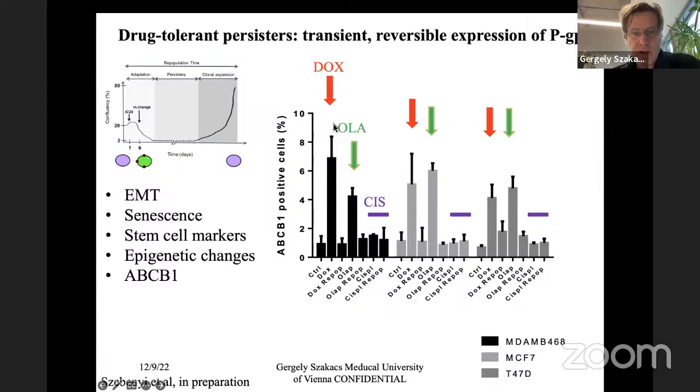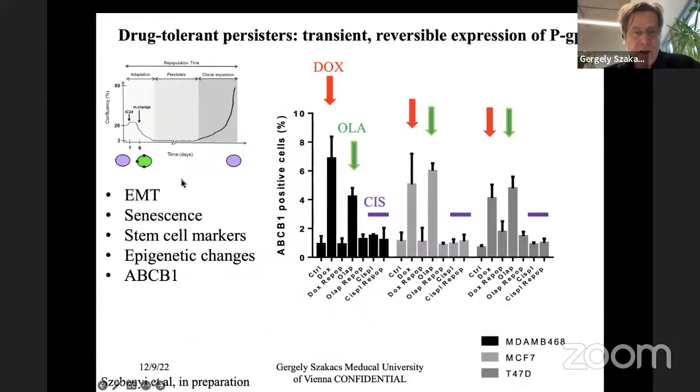This shows you the percentage. So when we treated, again, MCF7 cells shown here with doxorubicin, we could show that at this early stage, about 5% of the cells started to express these transporters, whereas in the repopulated cells, again, transporters were not expressed at all. Similarly, when cells were treated with olaparib, another substrate of these transporters, we could see a similar induced expression in a subset of cells. This induction was not detected when cells were treated with cisplatin, which is not recognized by the transporter.